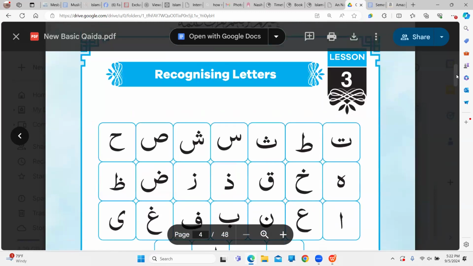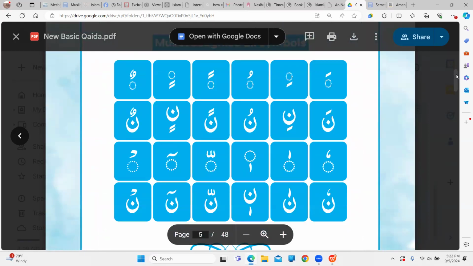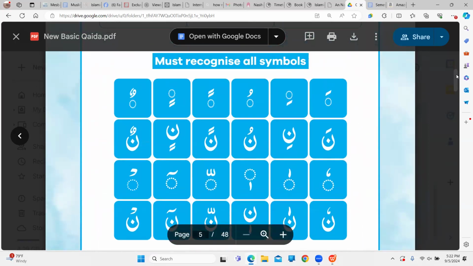Then we went on to explain how, when we come to this page, instead of putting too much load on the students, we just make them memorize the name. So here they learn the first one is fatha, the second one is kasra, the third one is called dhamma. This is called fathatain or two fatha. This is called kasratain or two kasra. This is called dhammatain or two dhamma.